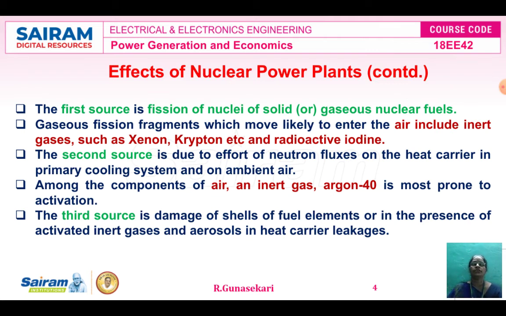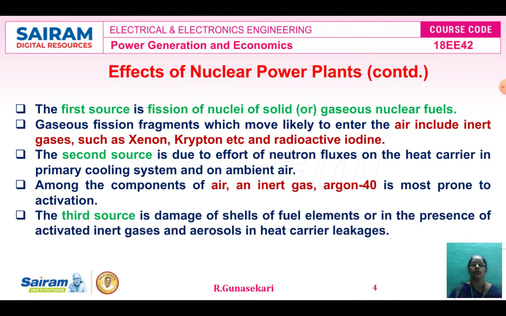Here there are three sources. The first source is fission of nuclei of solid or gaseous nuclear fuels. The gaseous fission fragments which enter the air include inert gases, meaning neon, krypton, etc., and radioactive iodine.